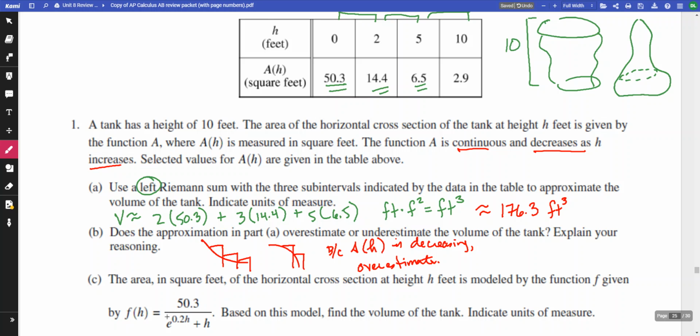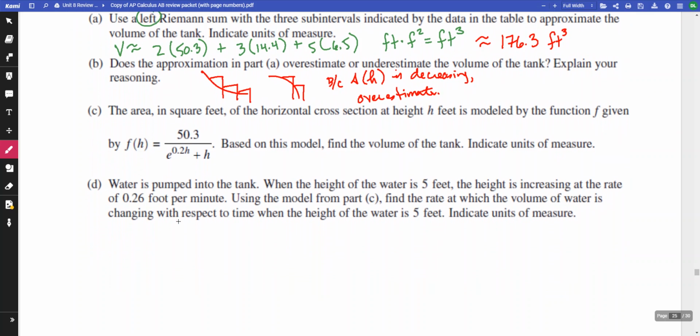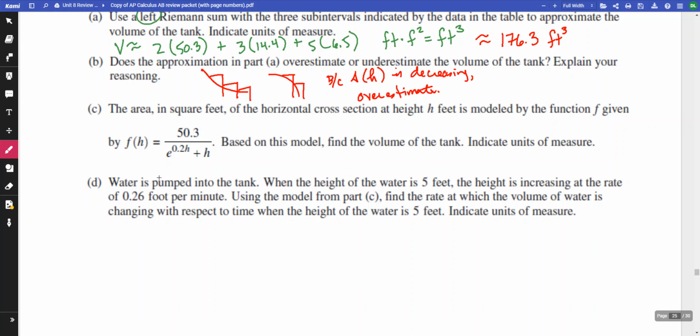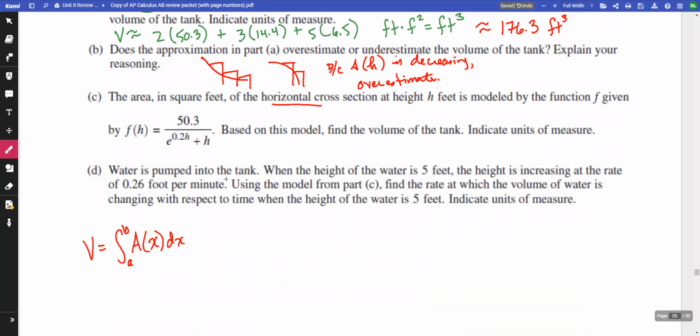Then part C, the area in square feet is modeled by the function. So now we have a function based on this model, find the volume of the tank. So volume is always going to be an integral of a cross-sectional surface area. And if I'm horizontal, I'm going to be using x as my variable. And if I'm vertical, I'm going to be using y as my variable. So I need to figure out the beginning and the end of my interval. Well, my interval beginning is 0 and my interval end is 10.